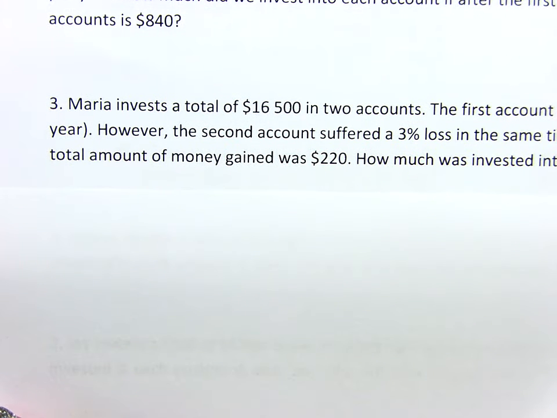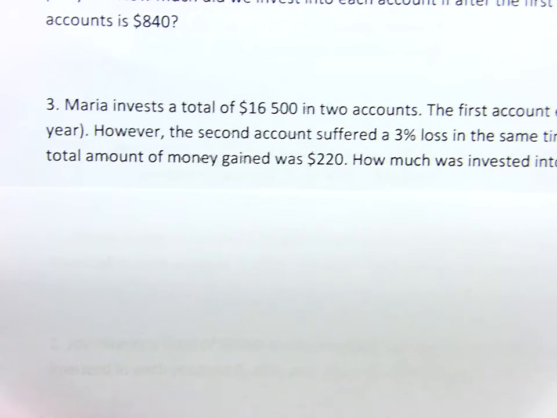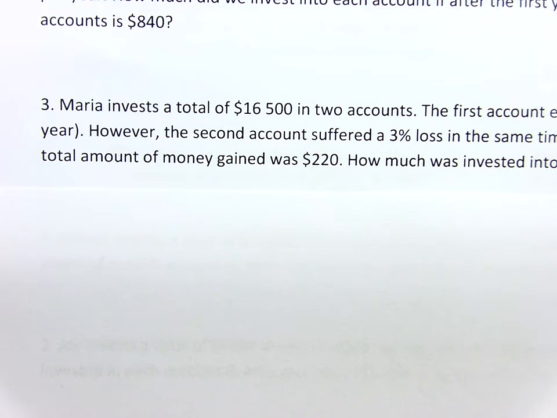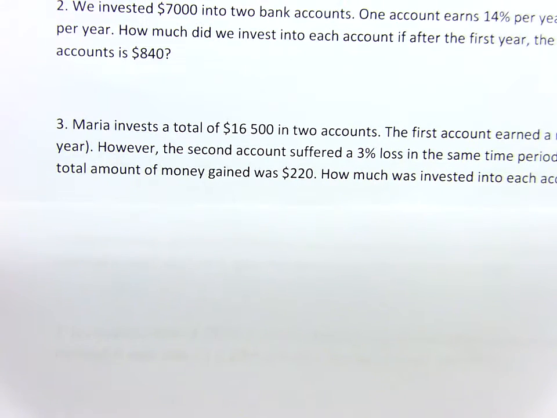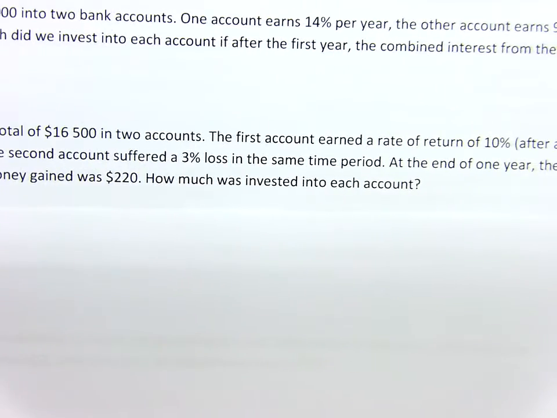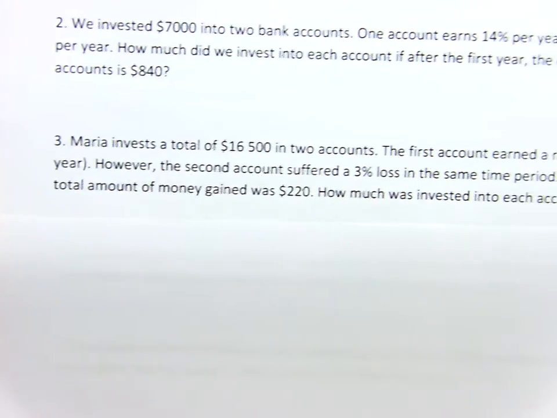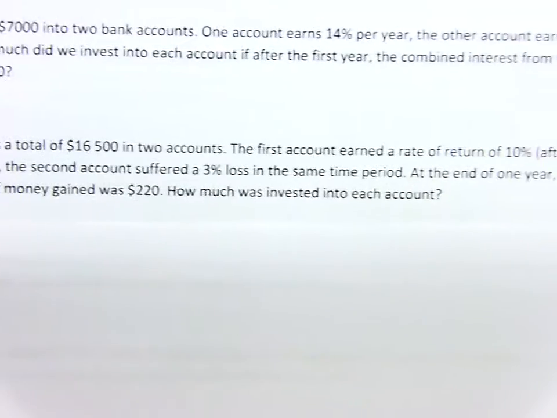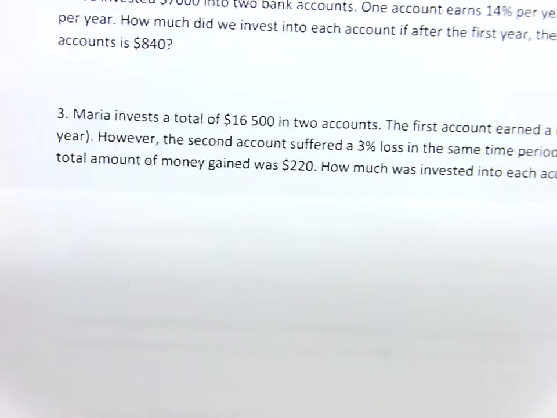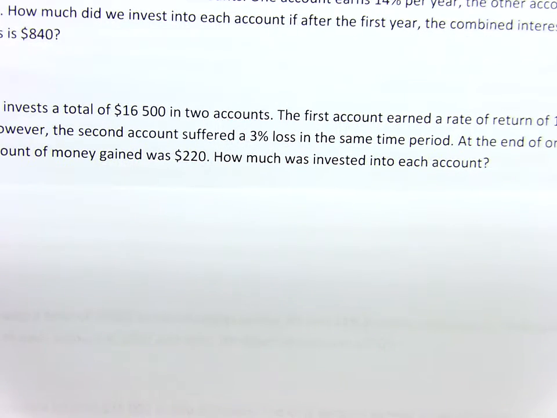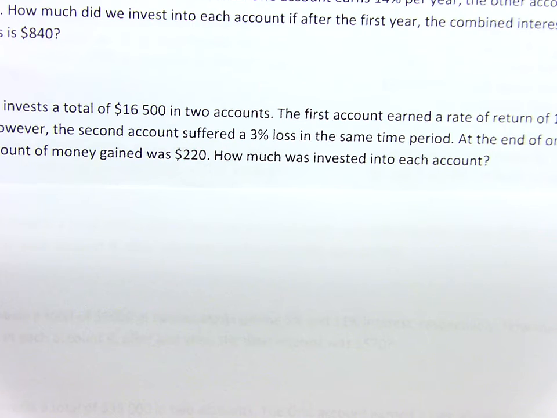Okay, so let's read this one. Maria invests a total of $16,500 in two accounts. The first account earned a rate of return of 10% after a year. However, the second account suffered a 3% loss in the same time period. At the end of 1 year, the total amount of money gained was $220. How much was invested into each account?